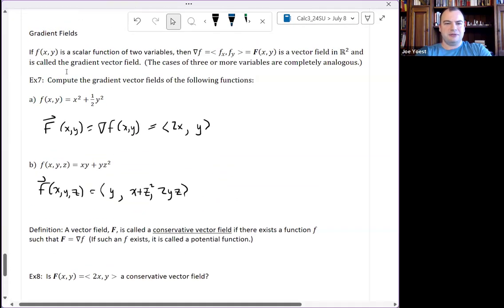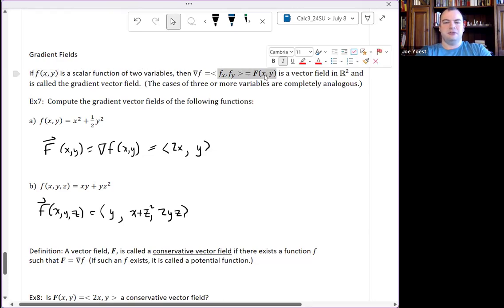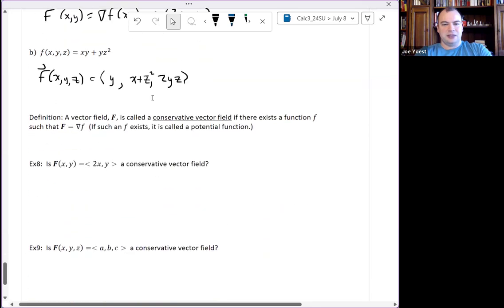So I know that if I have a little f given to me, as long as it's differentiable, I can come up with a vector field related to it called the gradient vector field. But the question here is, if I'm given a vector field, it might or it might not be the gradient vector field of some function little f. Sometimes it is, sometimes it's not. If it does turn out that that vector field that I'm given is indeed a gradient vector field, if it's the gradient of some function little f, then we call it a conservative vector field, and we call little f the potential function.